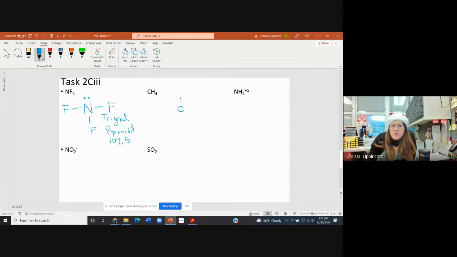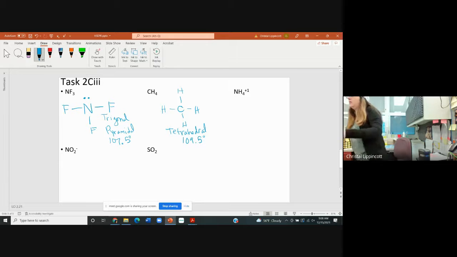Here's my carbon. I have my hydrogens attached. So this one ends up being tetrahedral, and it is 109.5. And I'll show you what that looks like here.